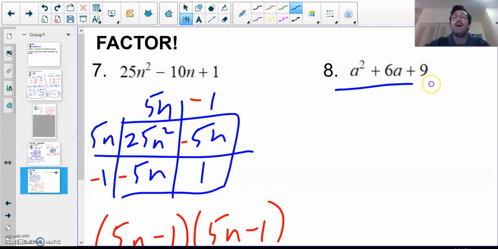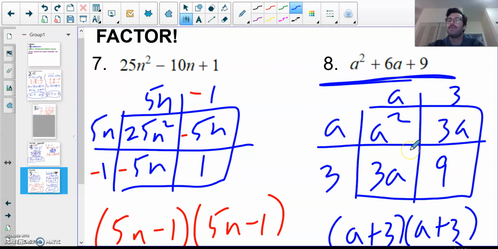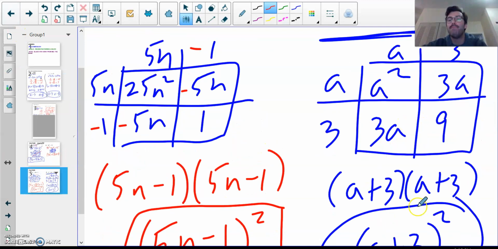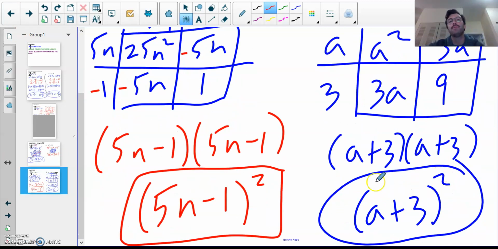Okay, I want you to pause the video and try that one. Go for it. I chose to do the box on this one. You didn't need to. You could have gone old-fashioned like we did up here, with two numbers that multiply and add. But I ended up getting a plus 3 and a plus 3, to get plus 3 squared.